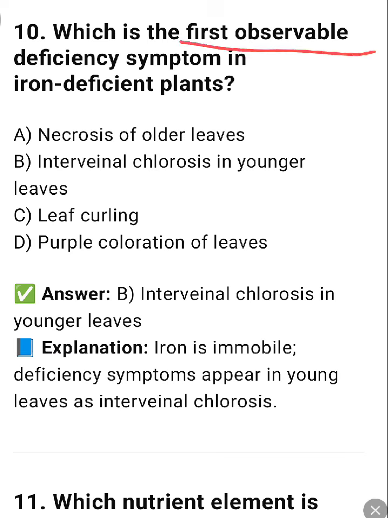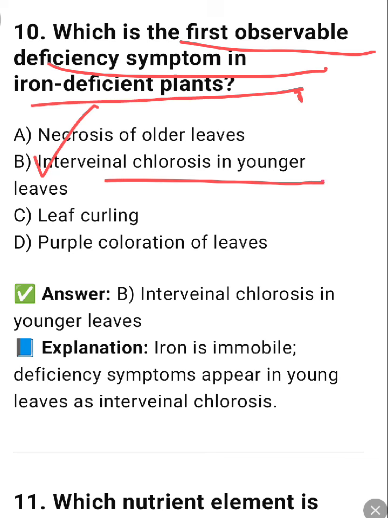Which is the first observable deficiency symptom in iron deficient plant? जिन plants में iron की कमी हो जाती है उनमें सबसे पहला जो symptom है वो क्या होता है? It is option number B, that is interveinal chlorosis in younger leaves. Option number B is the right answer. Iron is an immobile nutrient.